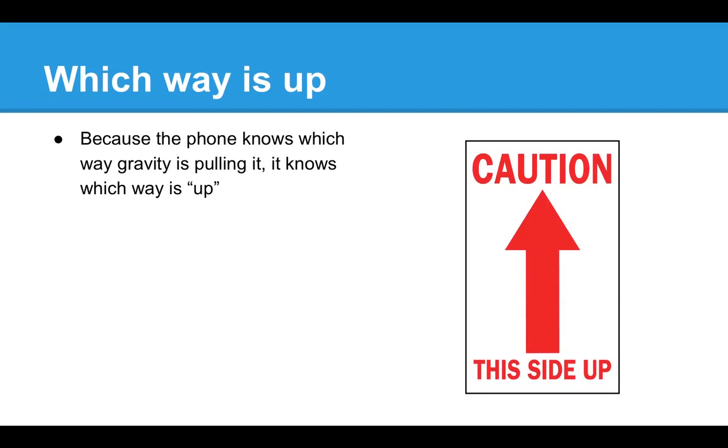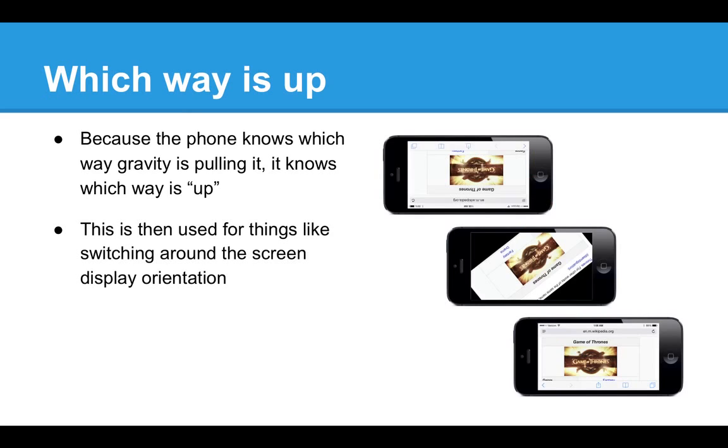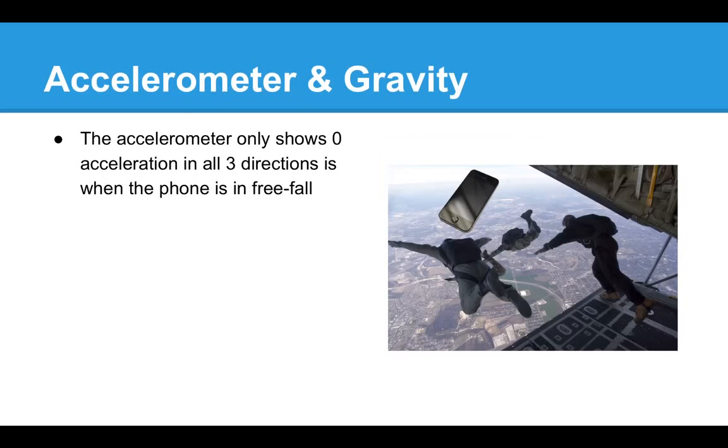So because the phone knows which way gravity is pulling it, it knows which way is up, which is how it does things like flip the screen around, like when you're looking at a picture or a web page and you flip the phone over. After a moment, the image flips around again so the image is right side up. Interestingly, the only time it will measure zero acceleration on all three axes is if it's in free fall, like if you dropped it out of a plane or something.